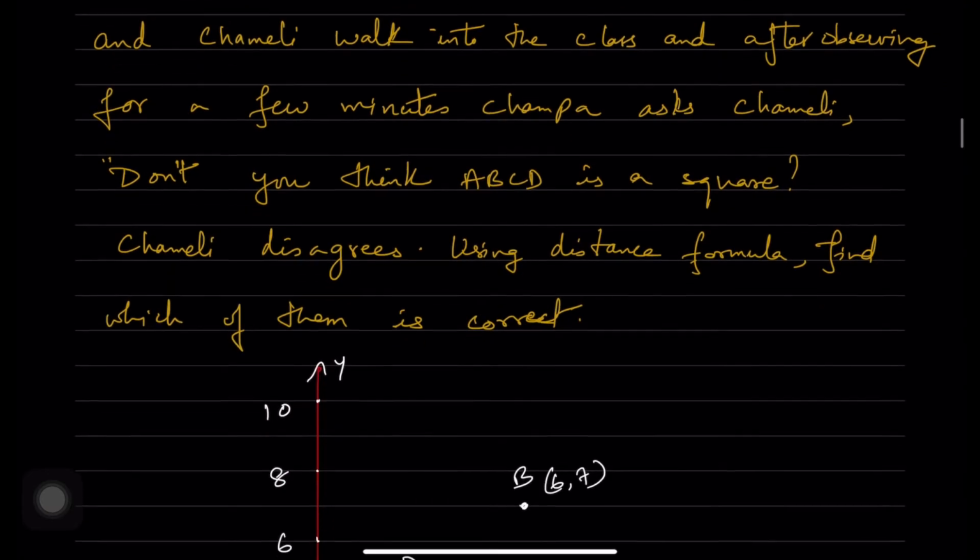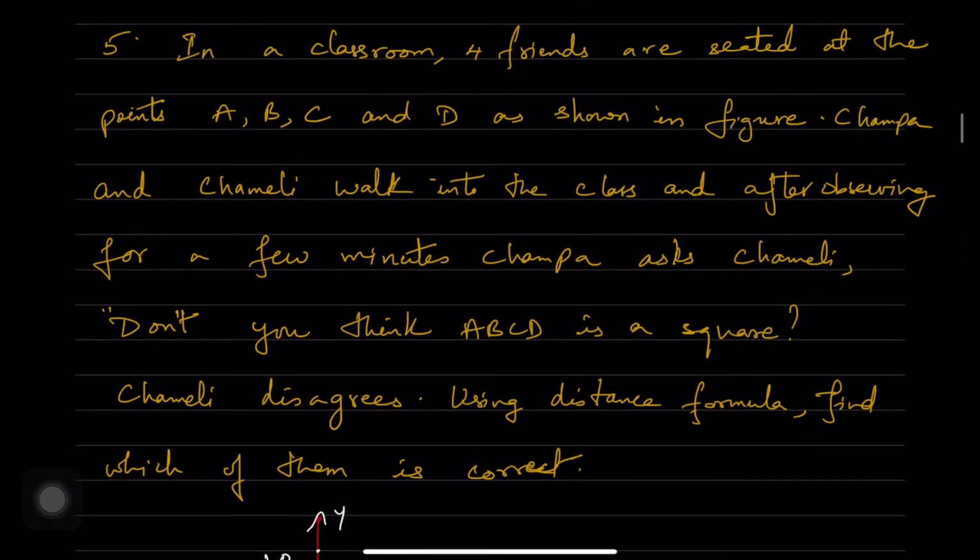Now, fifth one. In a classroom, 4 friends are seated at the points A, B, C and D as shown in the given figure. Champa and Chameli walk into the class, and after observing for a few minutes, Champa asks Chameli, "Don't you think ABCD is a square?" Chameli disagrees. Using distance formula, find which of them is correct.